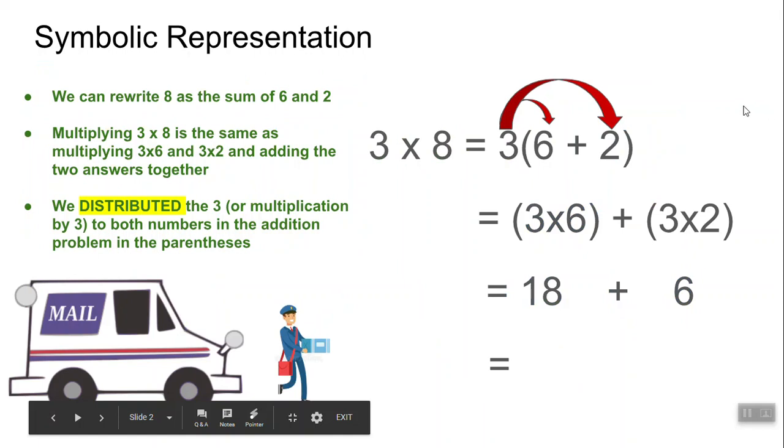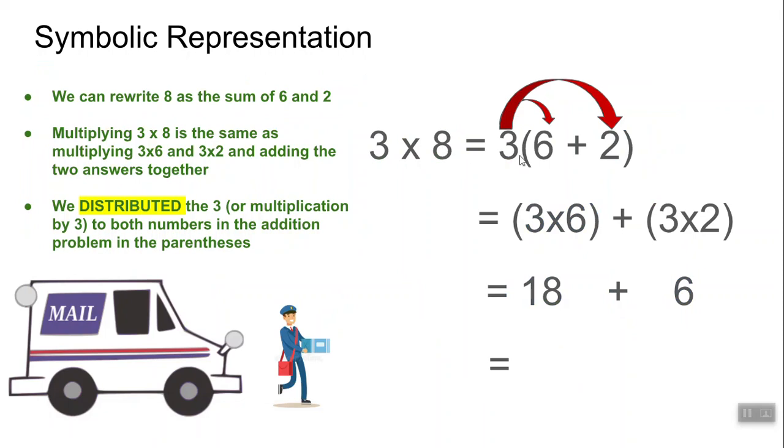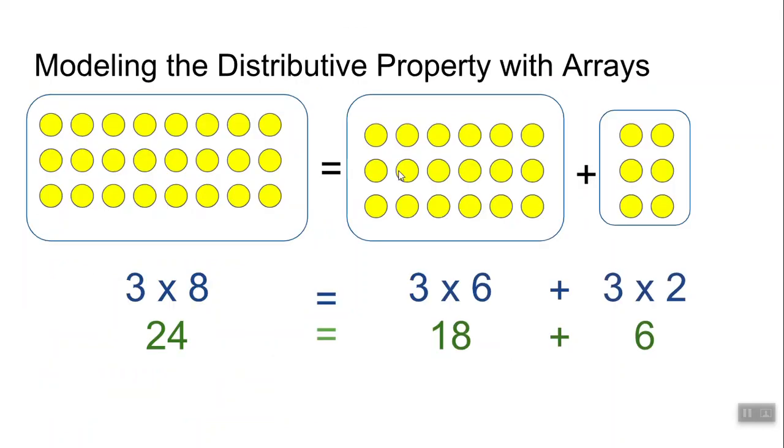This is what it looks like in symbolic notation. I know that 8 can be rewritten as an addition problem with 6 plus 2. So 3 times 8 is 3 times (6 plus 2). This is just a reminder, in case you've forgotten, if I have a number outside of parentheses without any symbols in between, that means I need to multiply. I need to multiply 3 both by the 6 and by the 2. Just like on the previous slide, I multiplied the 3 by rows of 6 and the 3 by rows of 2.